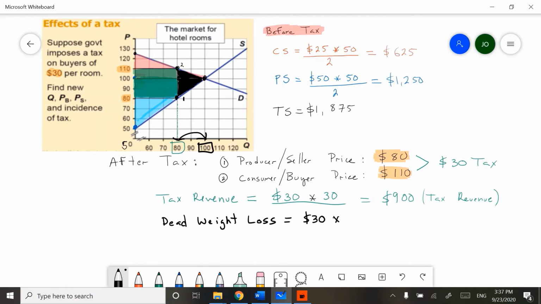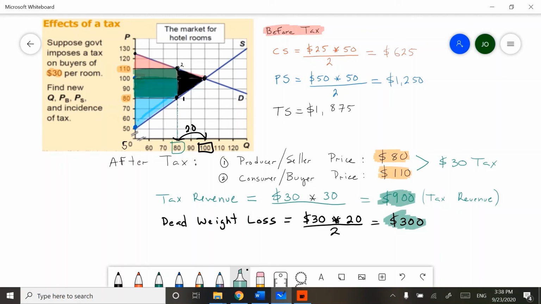The answer is 100, which was the original quantity, minus 80, which means that we lost 20 transactions. This area is a triangle, so we're going to use 30 times 20 divided by 2. This will give us $300. These $300 represent all the transactions lost due to the tax.